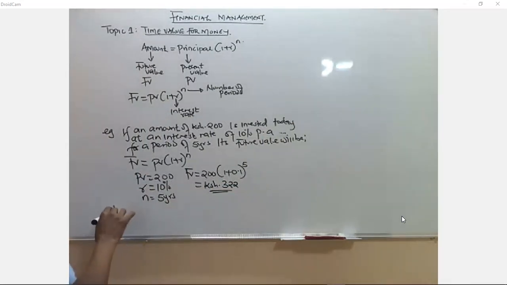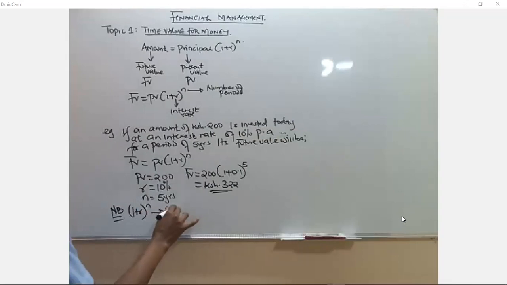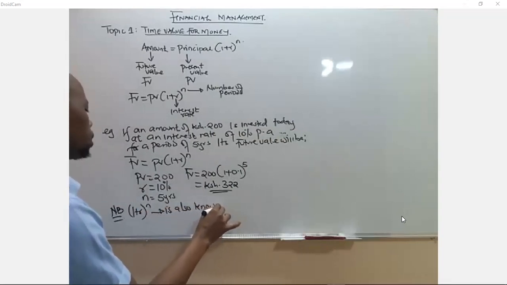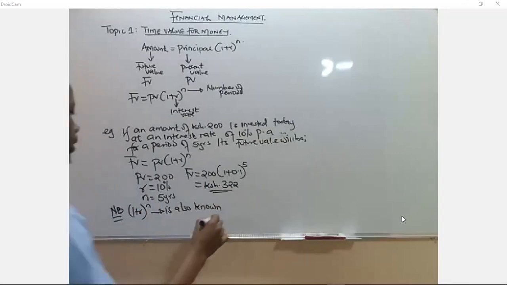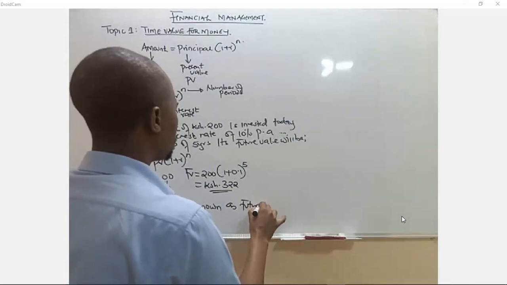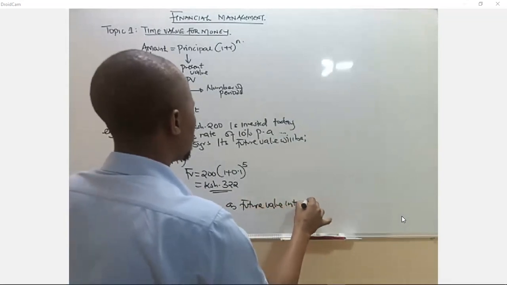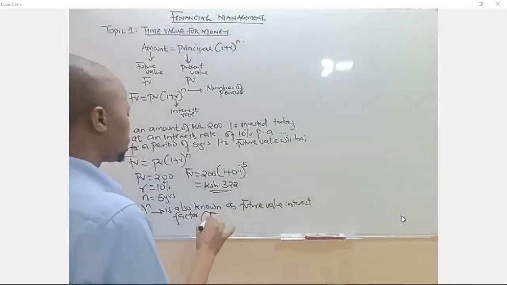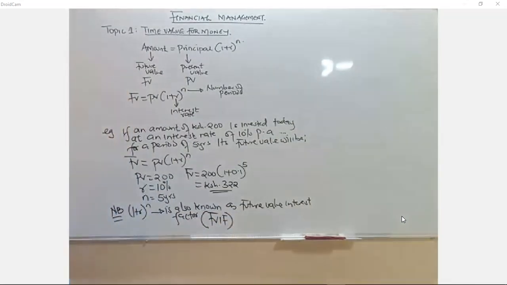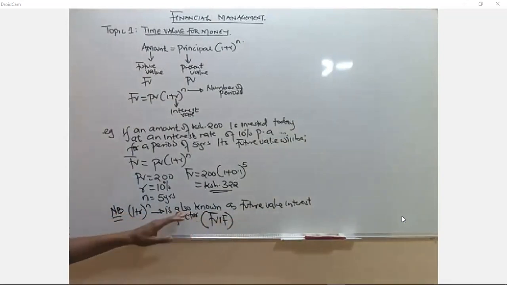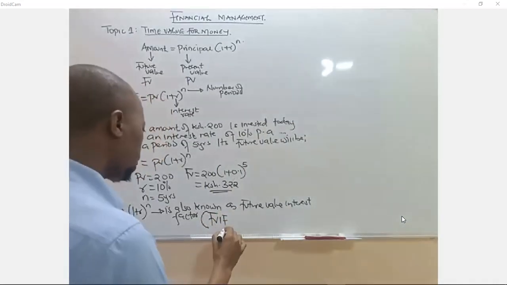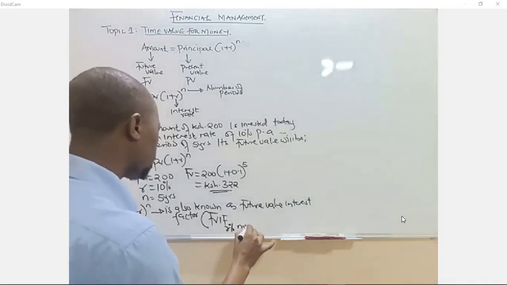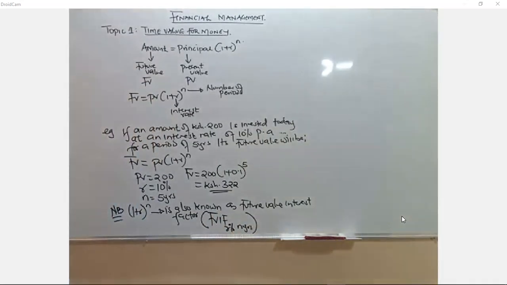But when you look at it, based on financial management, note that 1 plus r, raised to power n, is also known as the future value interest factor. It is normally written as the future value interest factor, and then you put the number of years here. It might be r percent, n years.